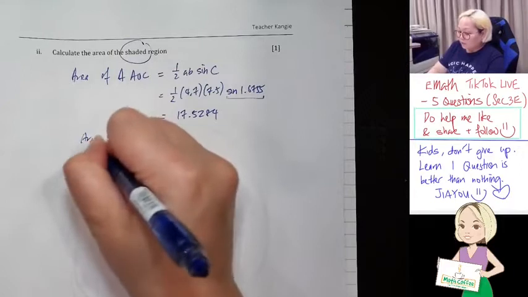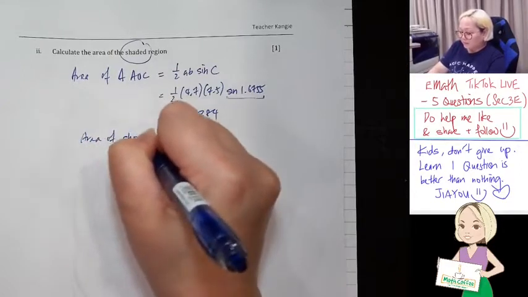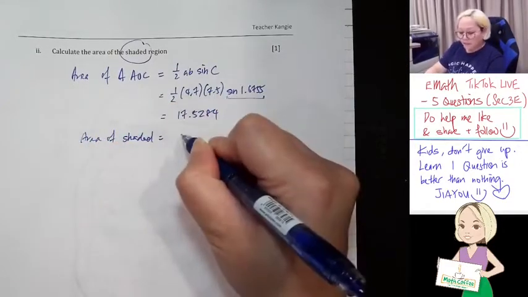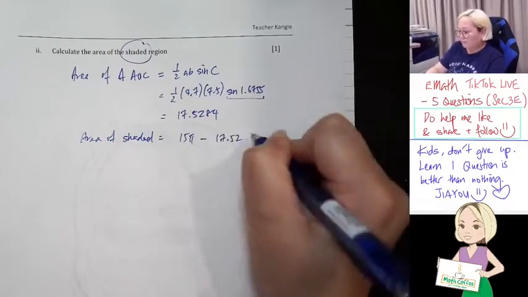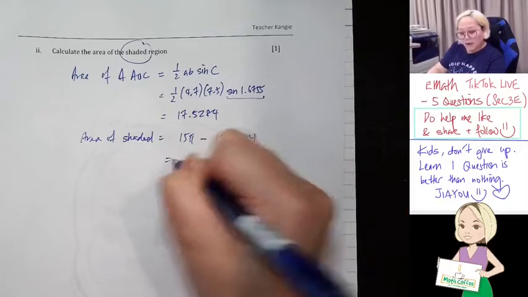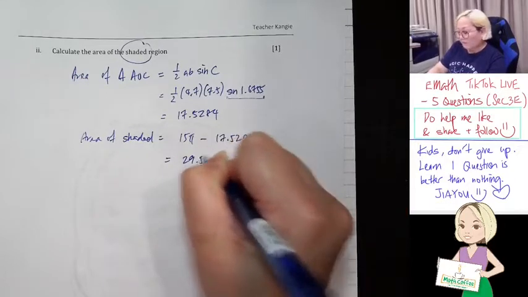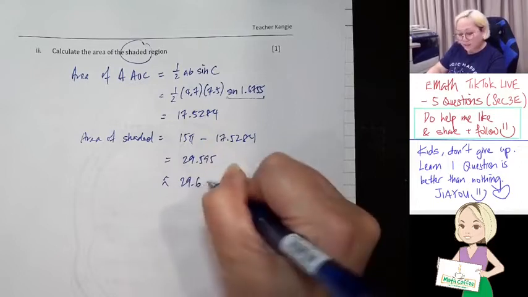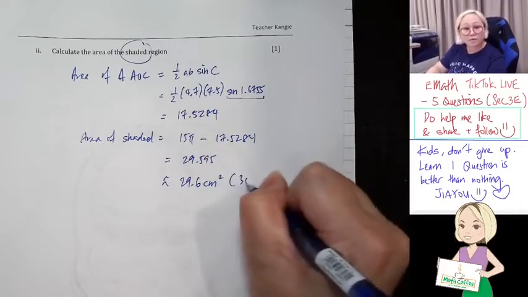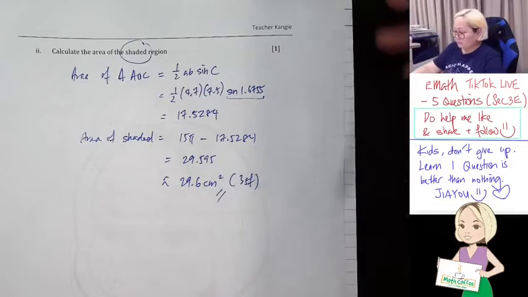Next, to find the area of shaded, this is only the triangle. So area of shaded is simply just the answer from just now, 15 pi, minus 17.5284, and you will get 29.595. Round it off to 3SF, 29.6 cm square. Done.